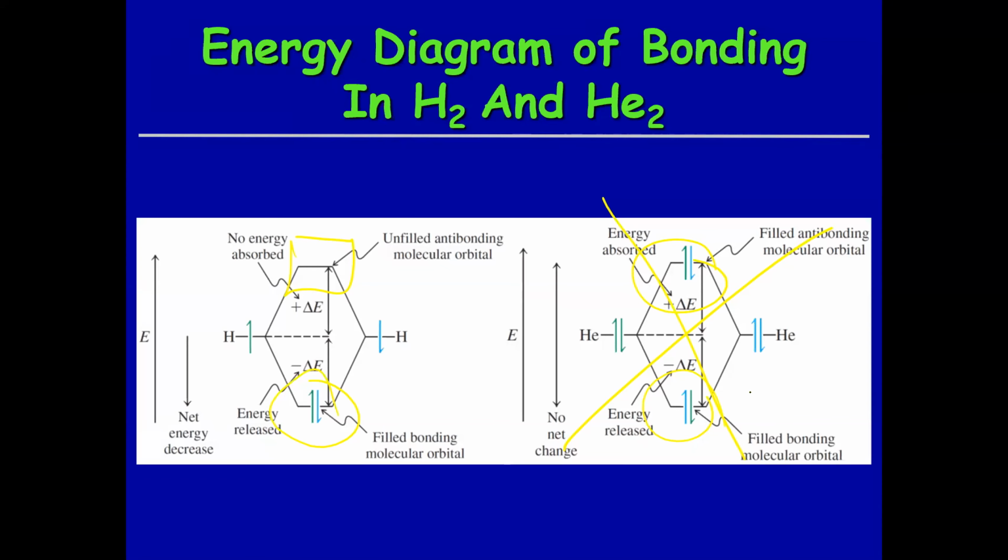Can you have a filled antibonding orbital and an unfilled bonding molecular orbital? No, because you always fill the lowest energies first. For those at home, the question was, can you fill the antibonding first and have an unfilled bonding orbital? You will always fill the lowest energy levels first.